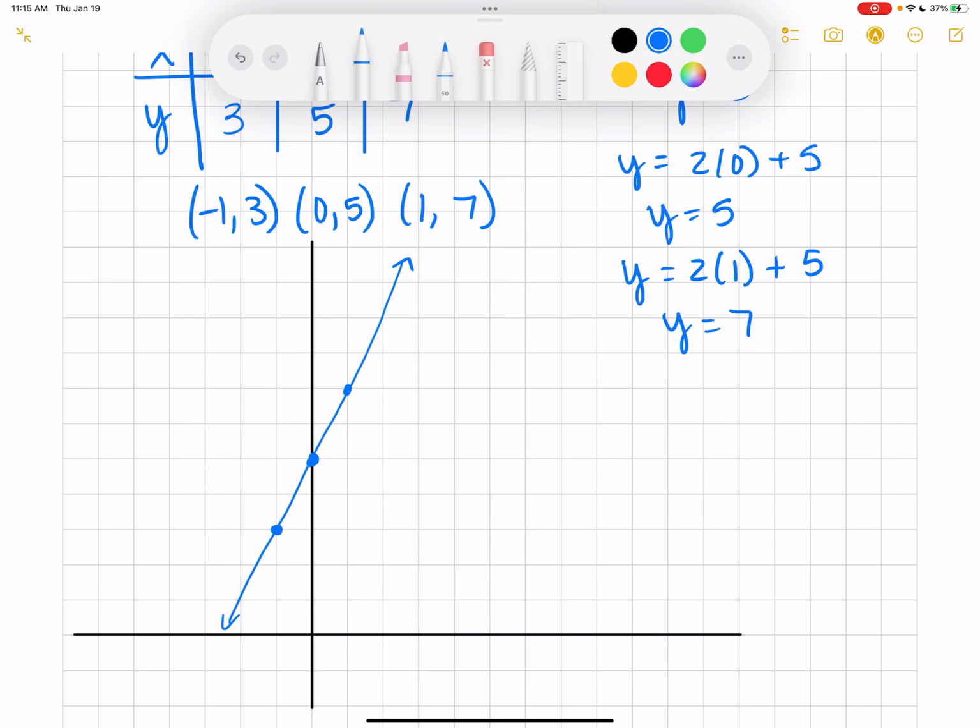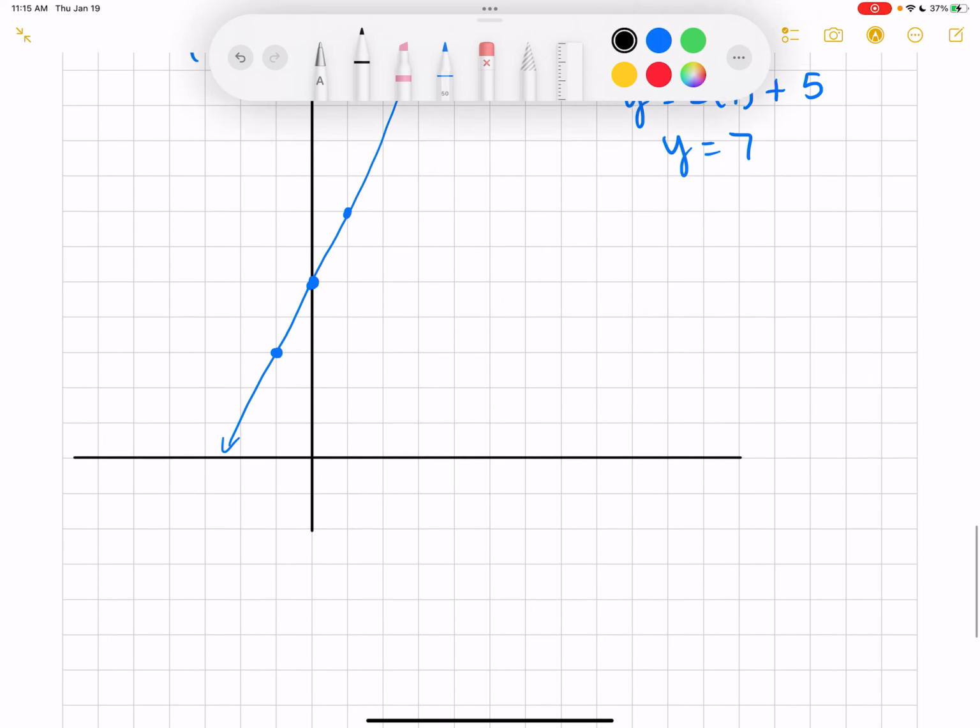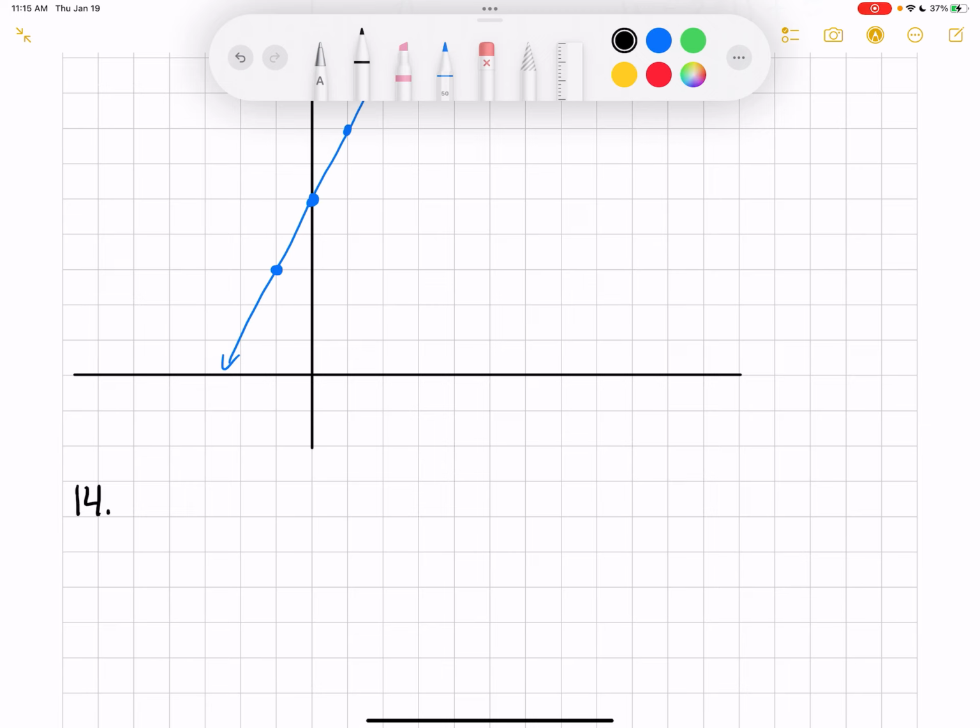Let's see. Let's look at 14 next. Now 14, y plus 4x is equal to 1. So what do I need to do first here? 4x on both sides. So subtract 4x on both sides. So y is equal to -4x plus 1. And then what is my next step?